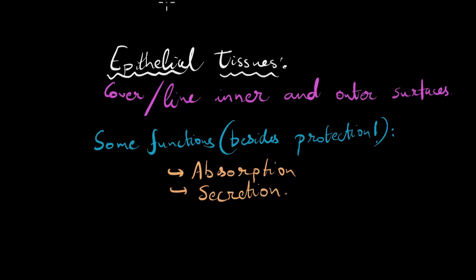So when I was in school learning about epithelial tissues for the first time, I learned that they're one of the four major types of tissues in the human body. I learned that they cover or line the inner and outer surfaces, and that the most prominent example of epithelial tissues probably is our skin, right?